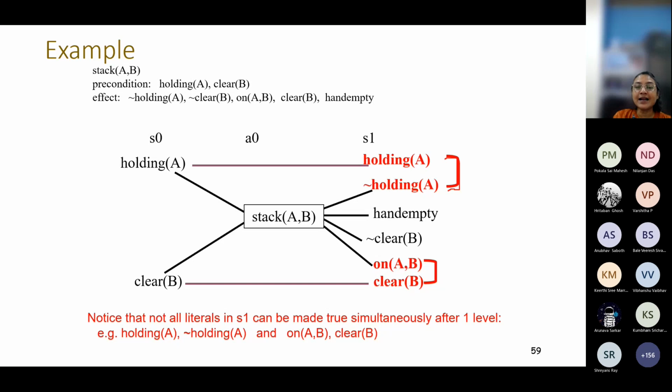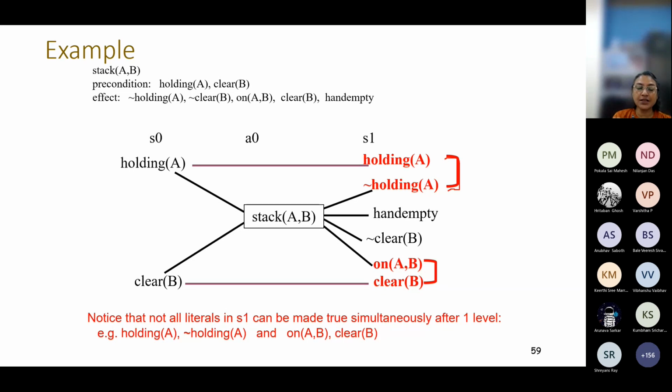Similarly, when we have clear B and on AB, they cannot be simultaneously true because on AB is obtained from doing the stack AB, which negates clear B. So clear B and not clear B are mutex, but on AB and clear B is also mutex, right? Because they cannot hold simultaneously.